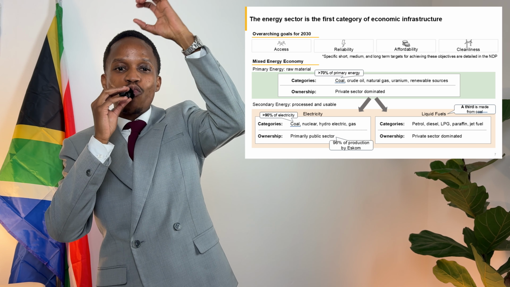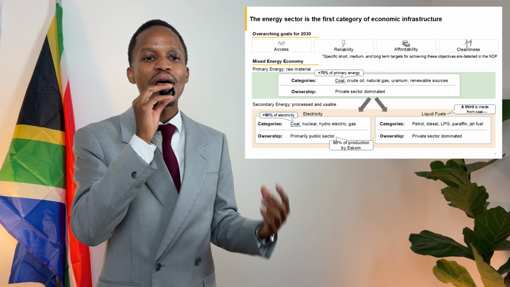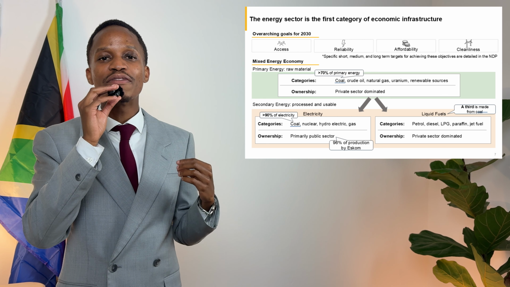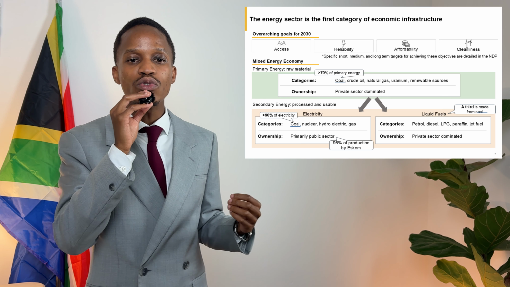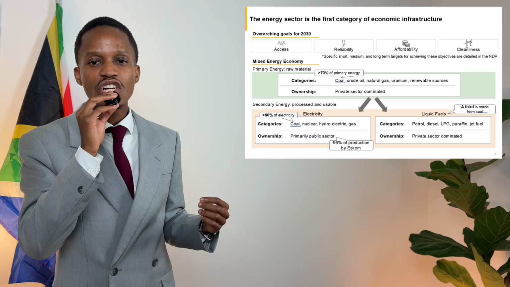Additionally, in 2012, the energy sector was characterized by an unreliable supply of electricity and liquid fuels, with electricity generation monopolized by Eskom, which had no competition. Frequent load shedding was also characteristic of the electricity landscape at the time.